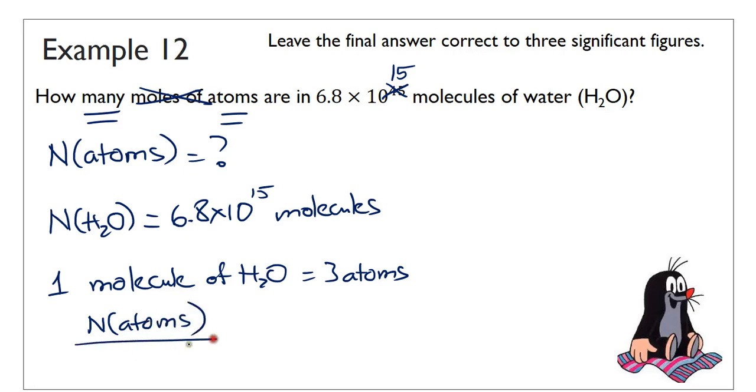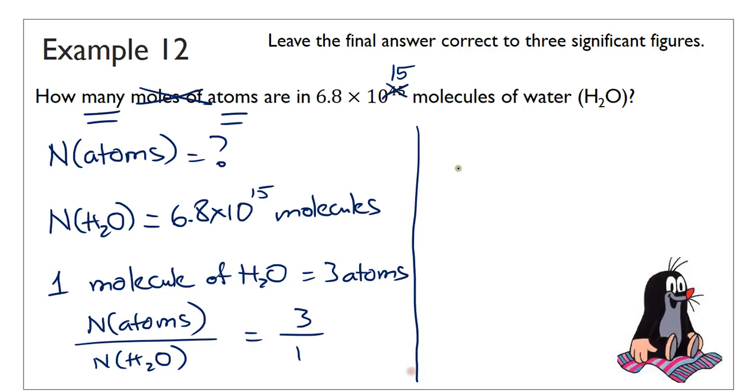I can also create a ratio. The number of atoms over the number of H2O molecules is going to be a 3-to-1 ratio. For one molecule, you need 3 atoms. So from here, I can work out the number of atoms, which is going to be 3 times 6.8 times 10 to the 15.